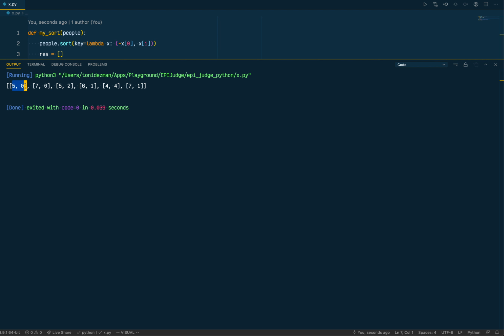So here we have the person that is 5 feet tall. He doesn't see anyone. The 7 feet tall doesn't see anyone. And the next one, the 5 feet tall, sees two people. So he sees two people who are taller or equal in height to him. So this is correct. The 6 feet tall guy sees the 7 feet guy, and the 4 feet sees everybody else.